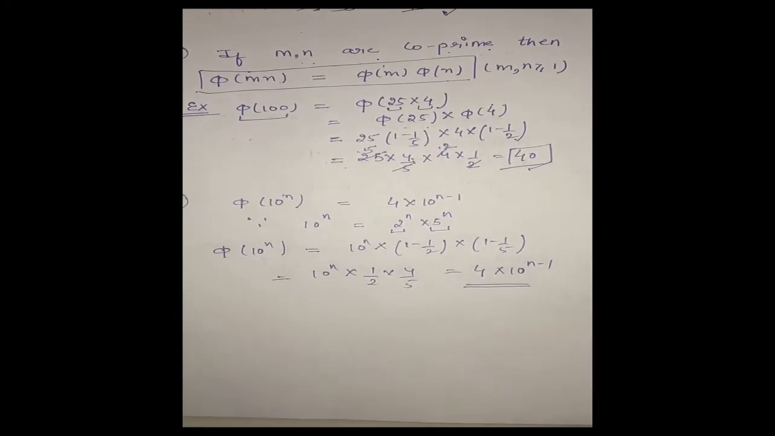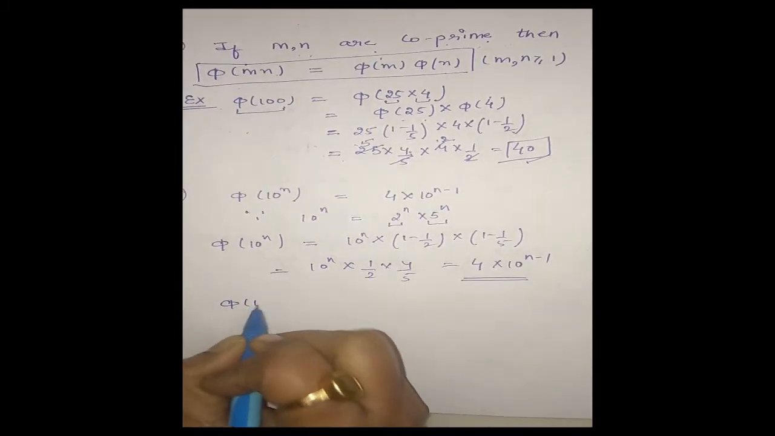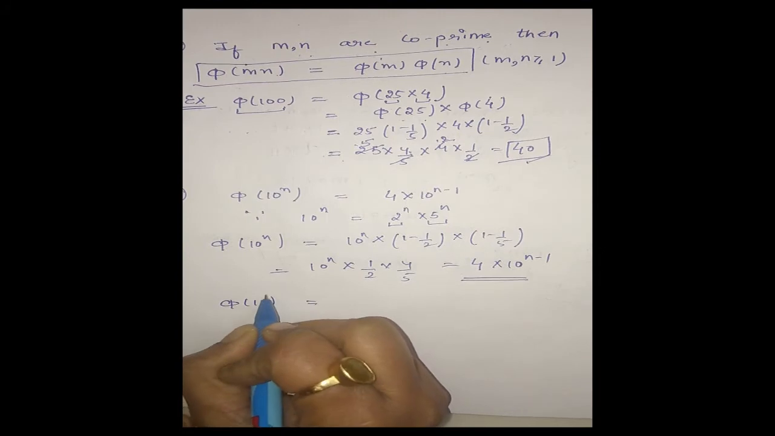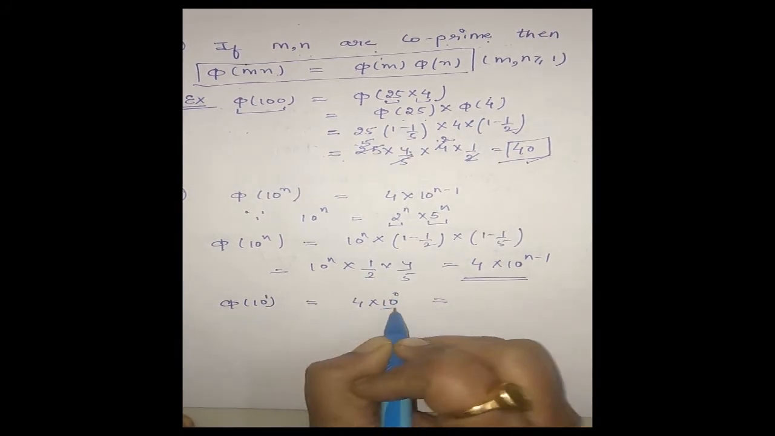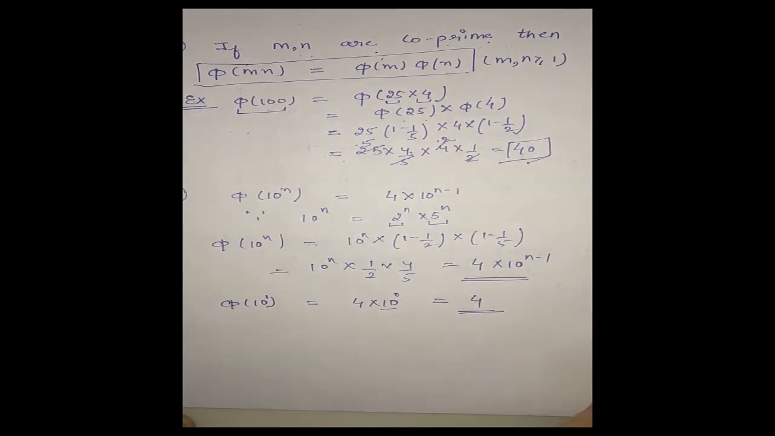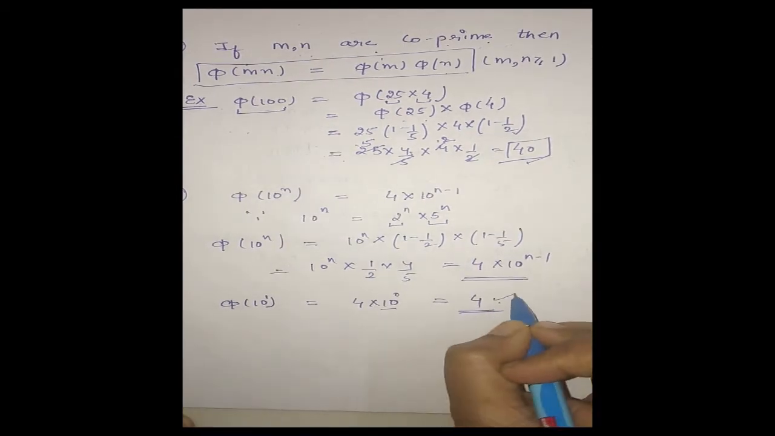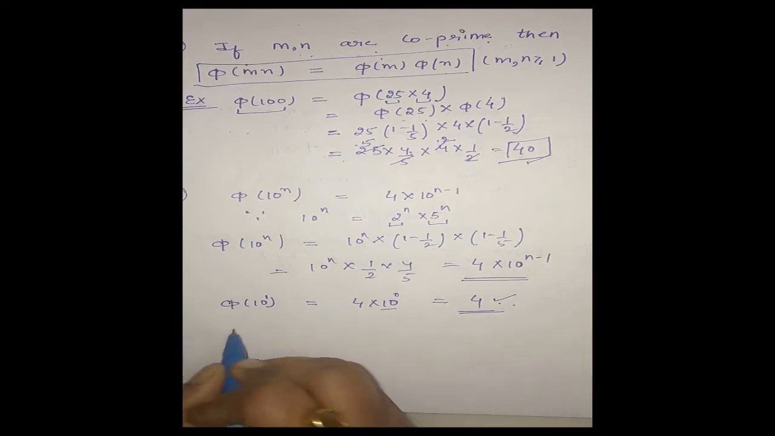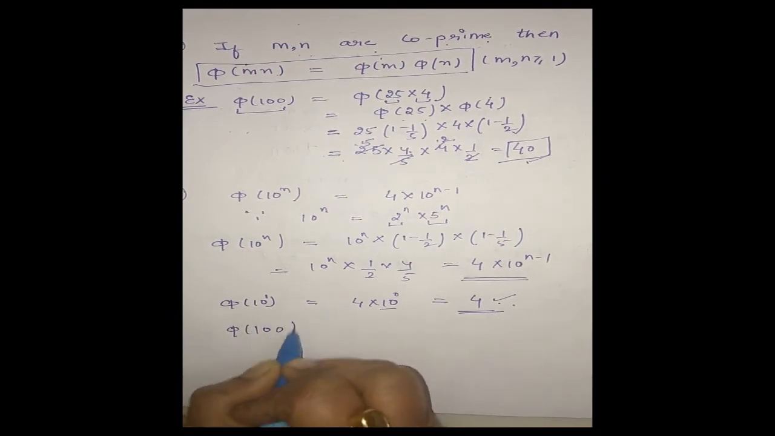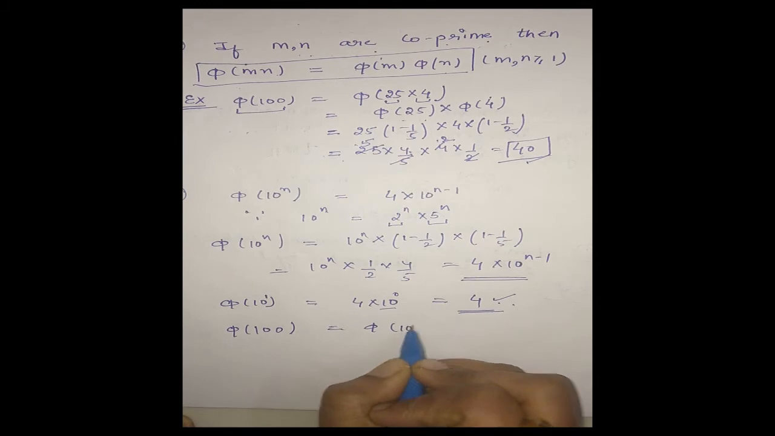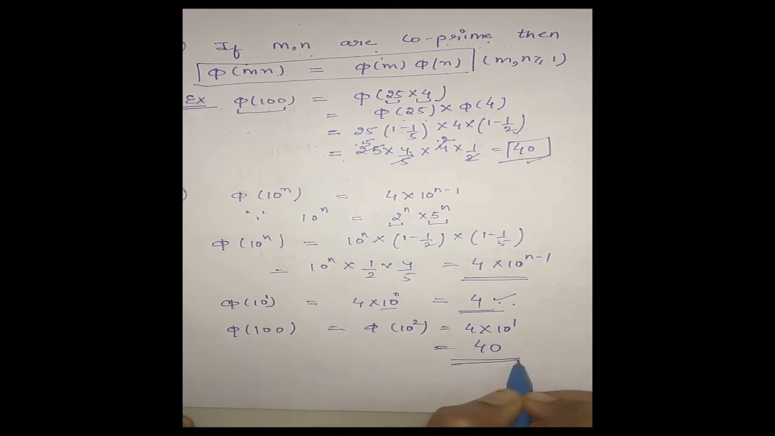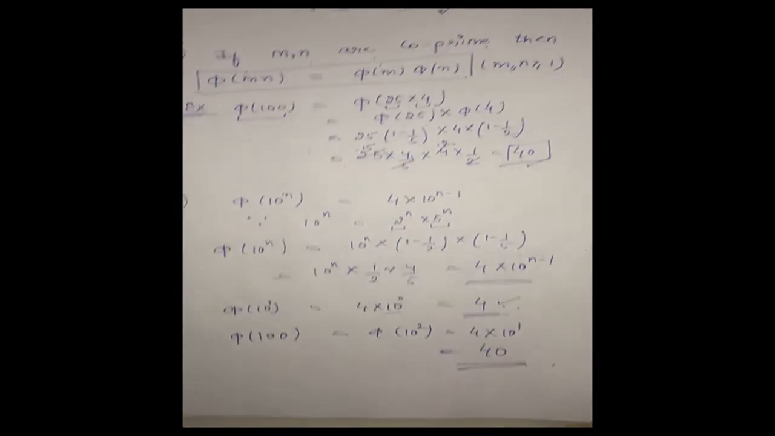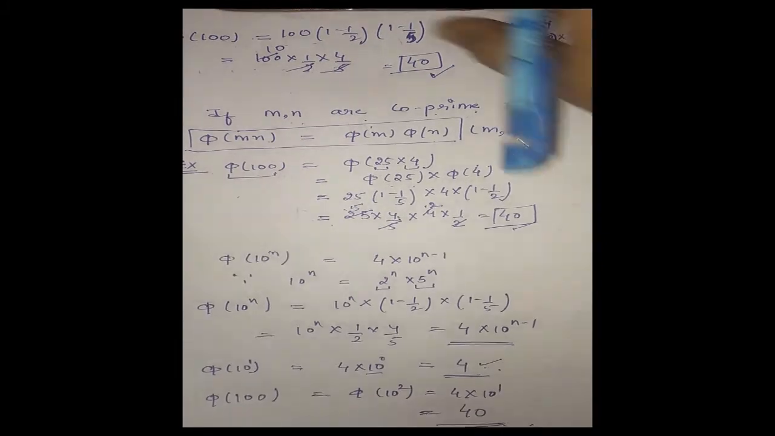Okay. In the same way, if we want to find phi of 10, then here, this will be 4 into 10 power 0. That is 1. 4 into 1, that is 4. Okay, we have already shown that phi of 10 is 4. And in the same way, if we want to find phi of 100, that is phi of 10 square, then this will be equal to 4 into 10 power 2 minus 1, that is 10, that is 40. Clear? Now, we have the next result.